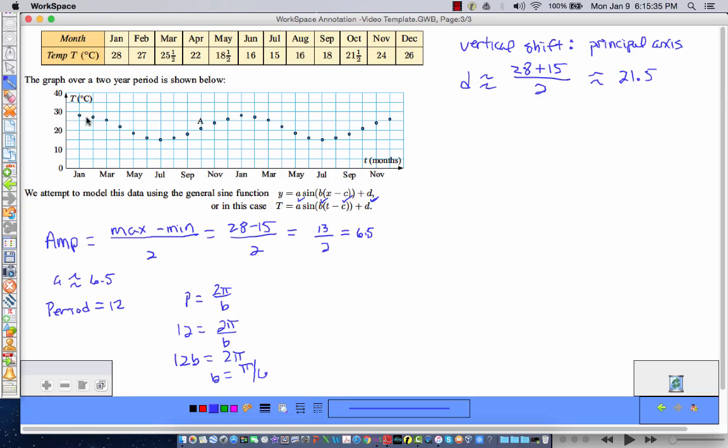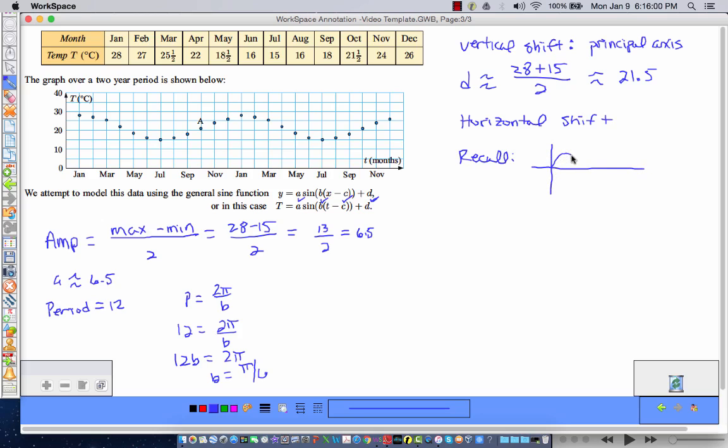The top, the max and the min, the top and the bottom. Okay, and then finally we have to find C, which is the horizontal shift. And this is not all that intuitive, but I think once you see this, you'll see that it's pretty easy. So let's just recall our basic sine curve.